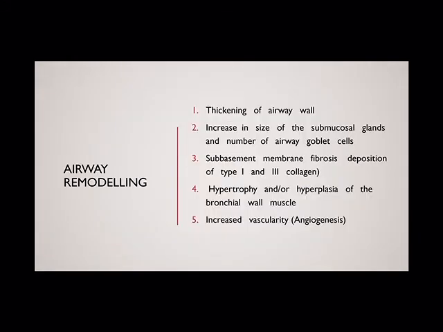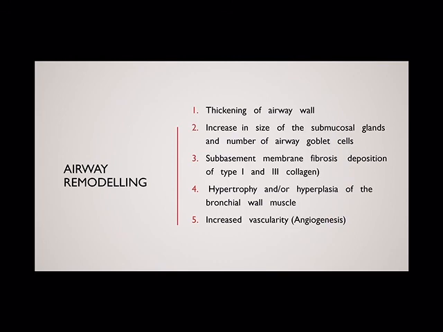Next, the most important thing in the pathology of asthma is airway remodeling. So when you have multiple episodes of asthma, when you have asthma for a long duration in a chronic manner, you will have airway remodeling. So what is this airway remodeling? Normally, airway remodeling means you will have a thickening of the airway wall.